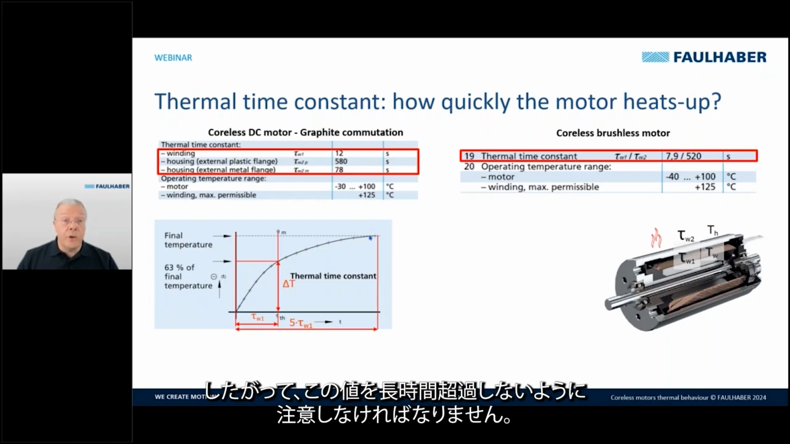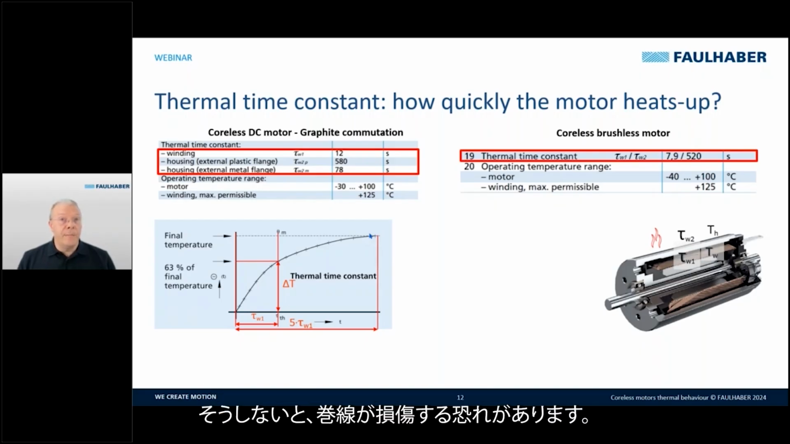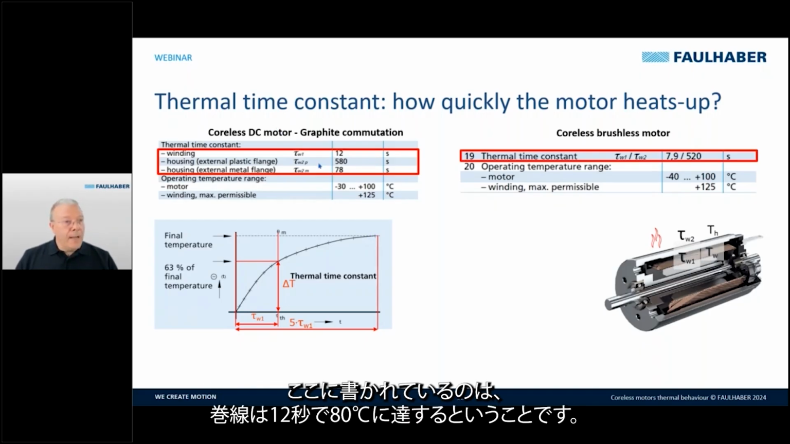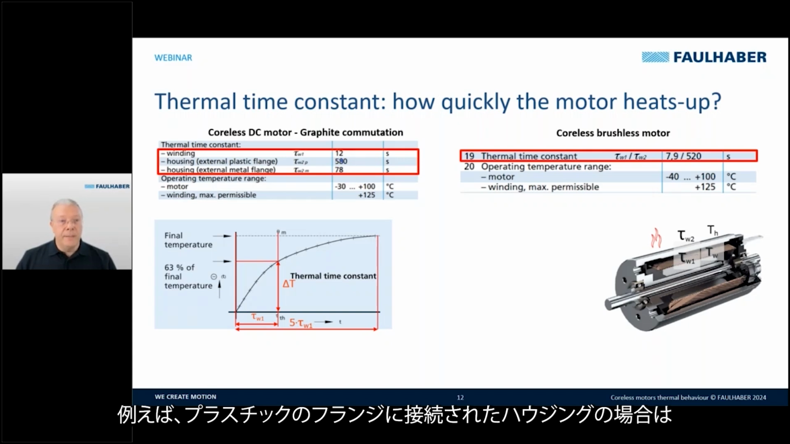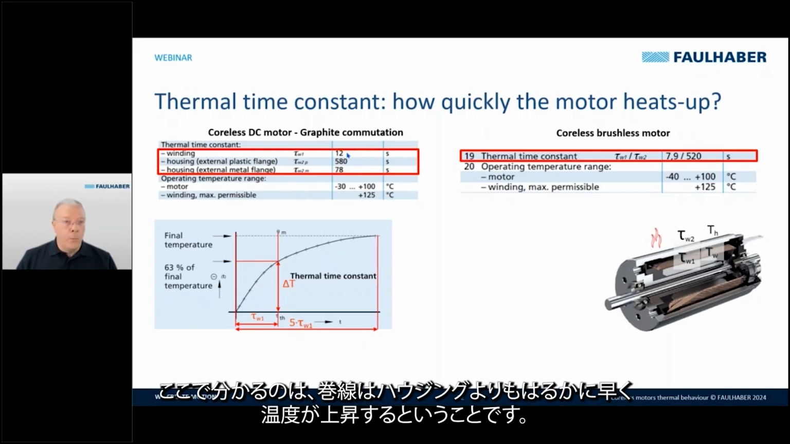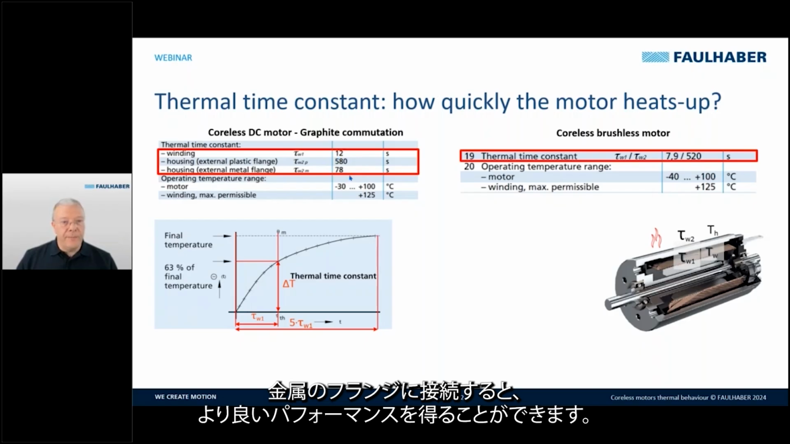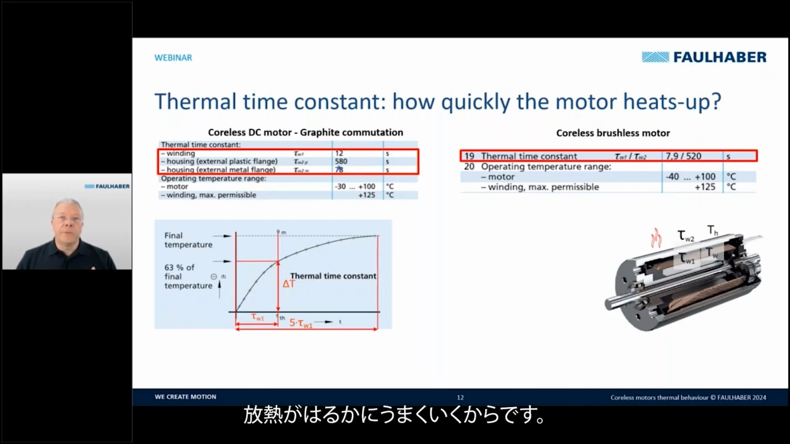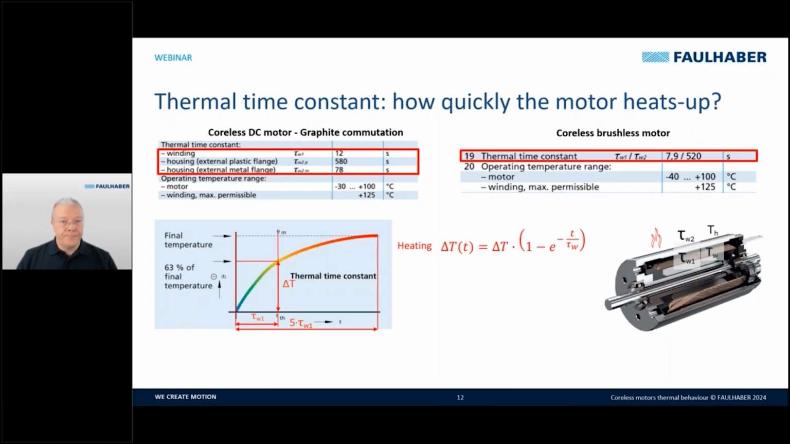As you can see, we have a winding maximum of 125 degrees. So we have to take care not to cross this value for a long time, otherwise there could be damage in the winding. And what you can see is the winding takes 12 seconds to reach 80 degrees, for example. The housing connected to a plastic flange takes 580 seconds, so the ratio is very, very high. So what we can see is that the winding is heating up much faster than the housing. When connected to a metallic flange, we have a better performance, so the dissipation is much better.